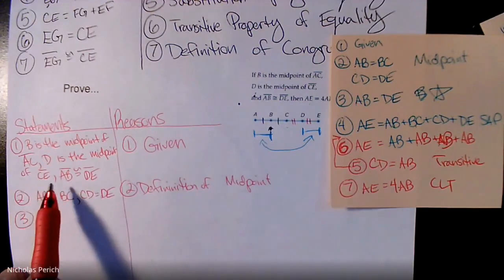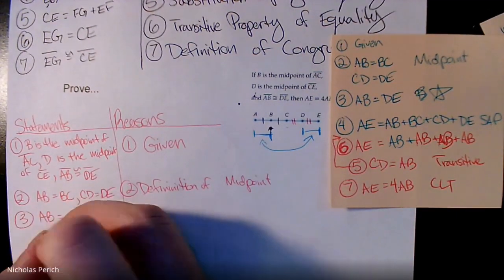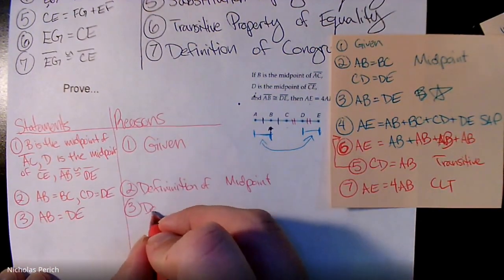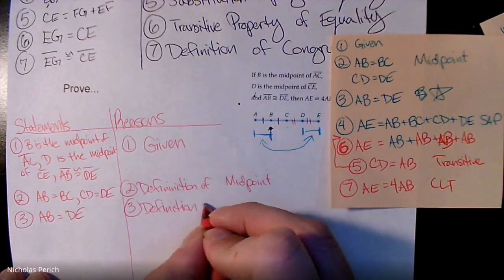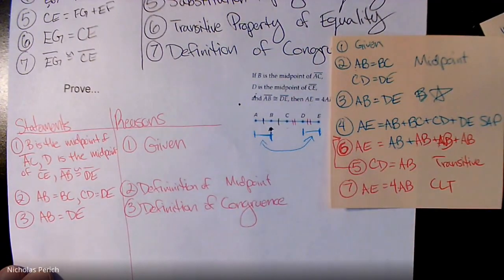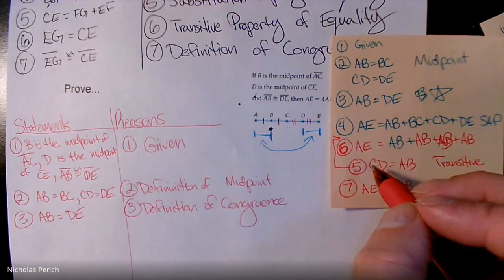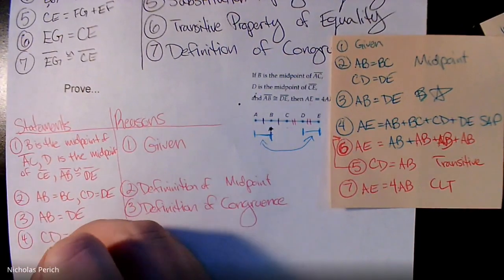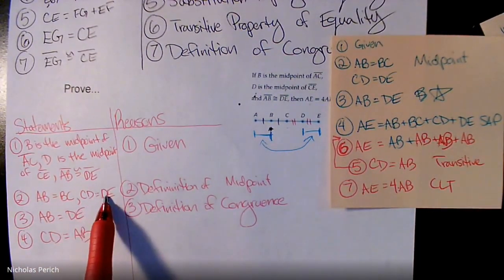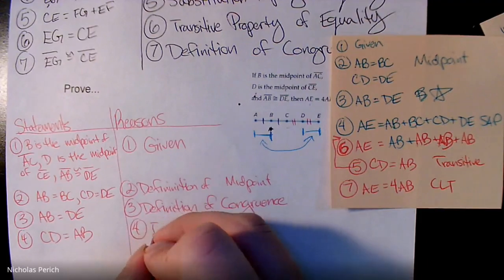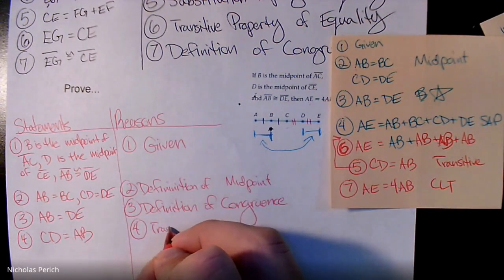Step 3 is if AB is congruent to DE, then AB equals DE. Remember, I found out that... I didn't even get to 4 yet. Why don't I put 5 before 4? So I'm going to put CD equals AB. That's because CD equals DE, and AB also equals DE. So the transitive property says that, well, look, if DE equals this and DE equals that, then they're just equal to each other.